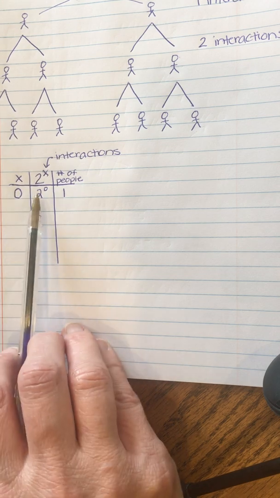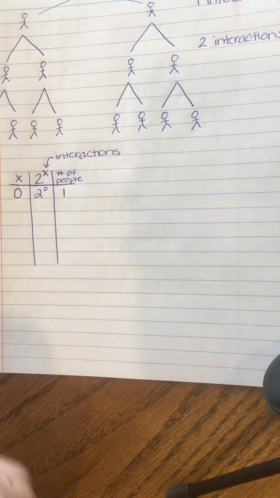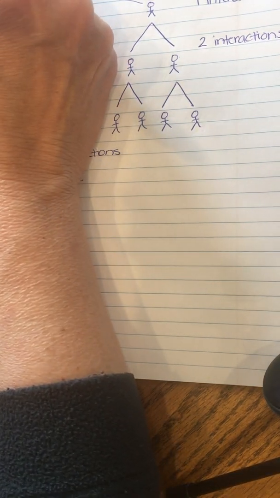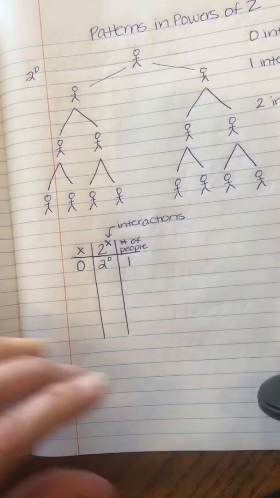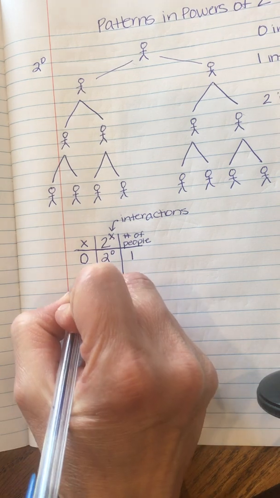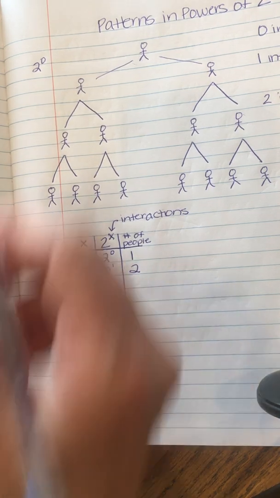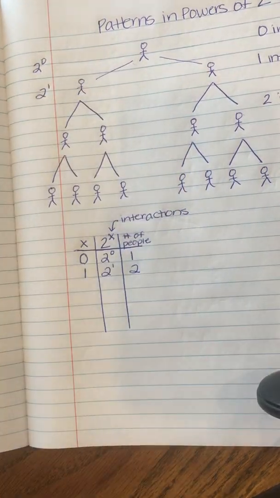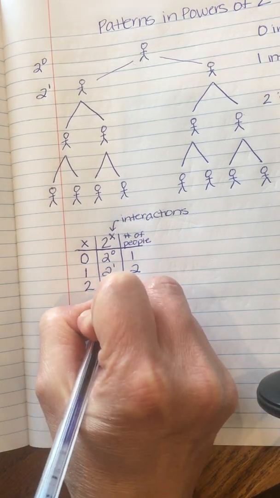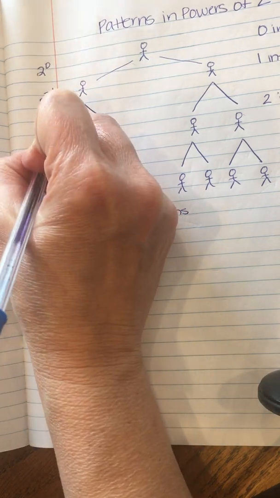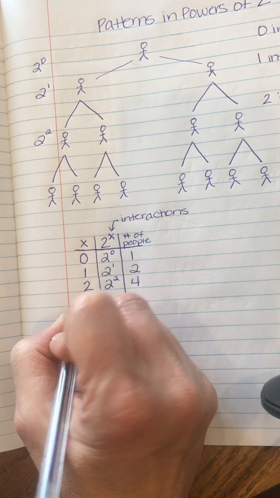So if we have 0 interactions, that would be 2 to the 0 power. Just 1 person would have been affected. So this would be our 2 to the 0. Let's double check. There we go. If that person would have had 1 interaction, 2 people would have been affected, which would have been this line of our chart. 2 interactions would be 2 to the 2nd power, this part of our chart here, which would mean 4 people. And we could continue on.